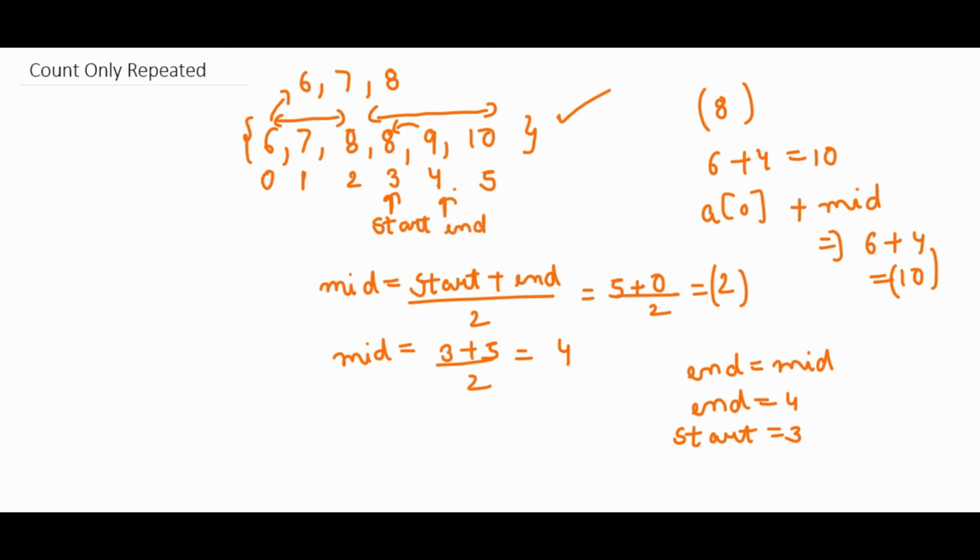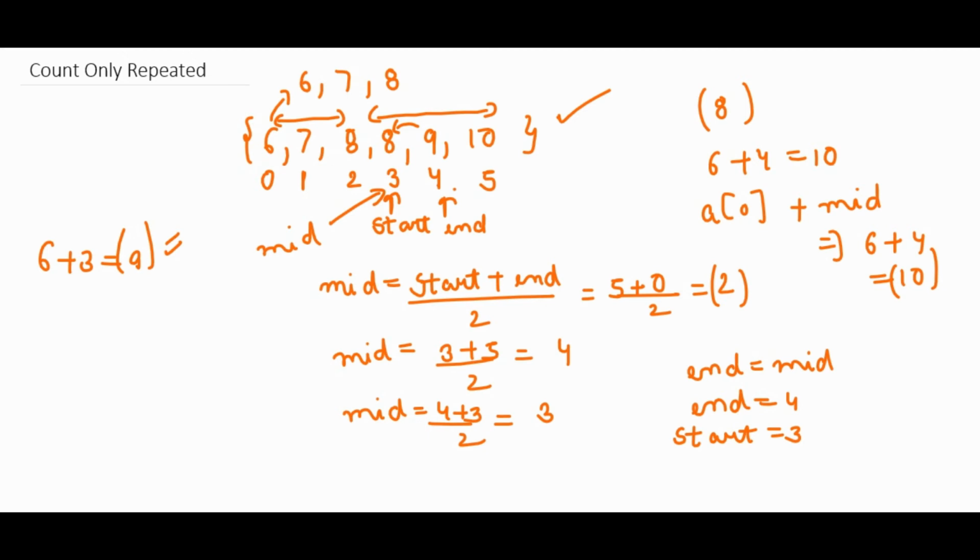So new mid will be 4 plus 3 by 2, which is equal to 7 by 2, which is equal to 3. So now I have to check for 3, as it is our new mid. As we can see, the third index of this array contains 8. That means it should contain 6 plus 3, which is equal to 9, but it is containing 8. So again we can say that on the left part there are some repeating elements, because this element is not at its correct position.